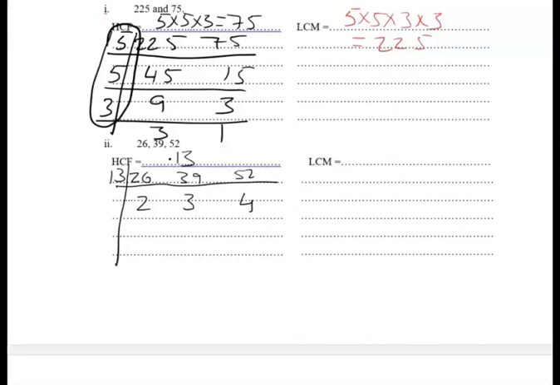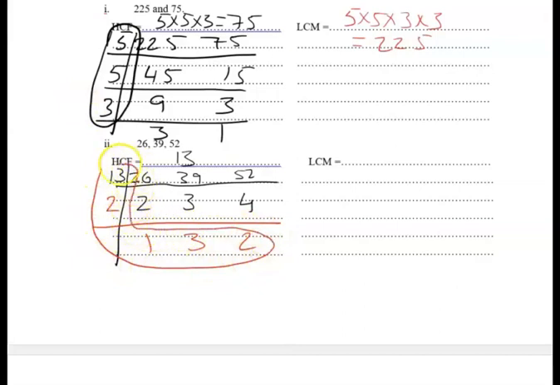So we're going to continue the process for LCM. So we're going to divide it by 2, and we're going to get 1, 3, and 2. Now all the numbers are distinct in the last row. 1, 3, and 2. Nothing is common, so we're going to multiply in an L shape. So we're going to have 13 times 2 times 3 times 2. And this is going to give us 156.